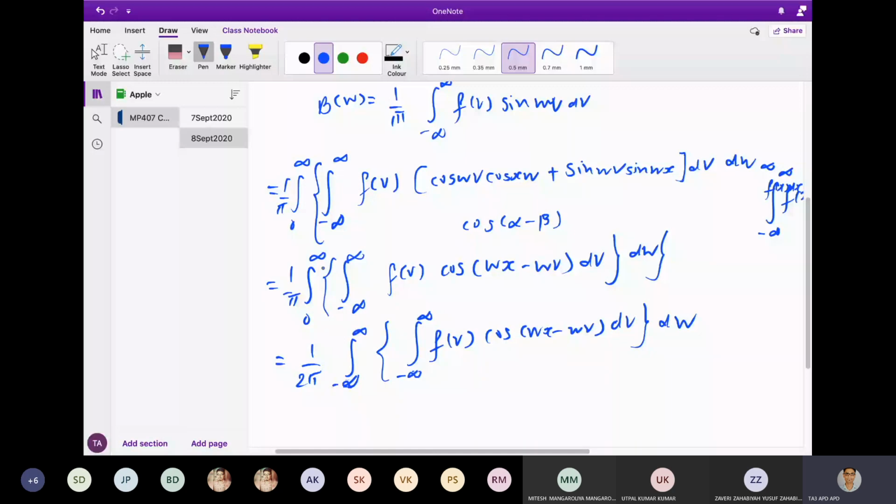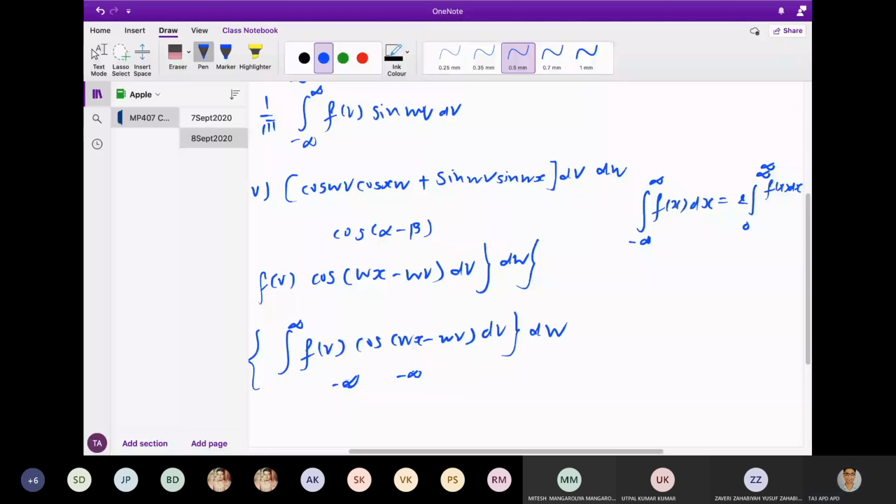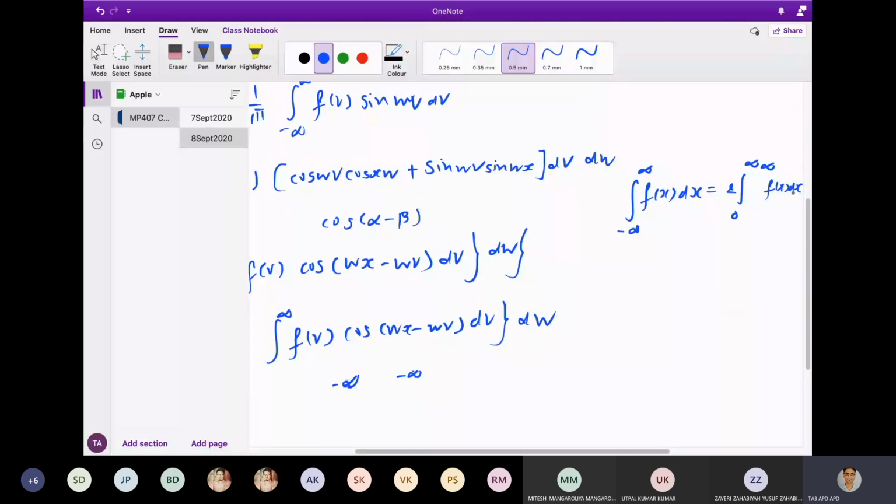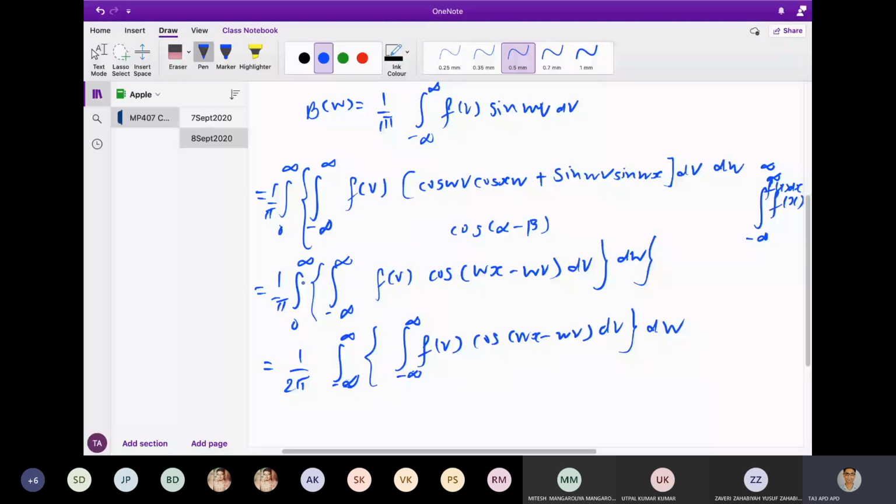So what I was trying to say was that for this integral, because minus infinity to plus infinity is 2 times 0 to infinity of f(x) dx, so this one, 0 to infinity, we are writing it as half times minus infinity to plus infinity. Because this whole function is an even function for w, for this integral we are writing it as half times minus infinity to infinity.